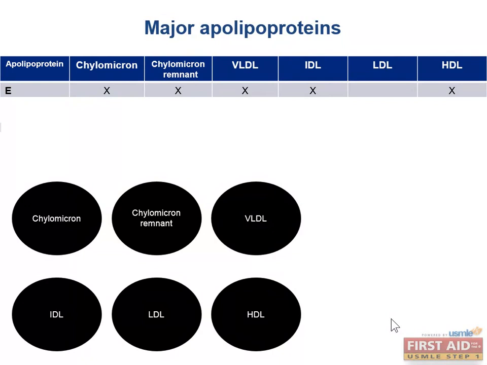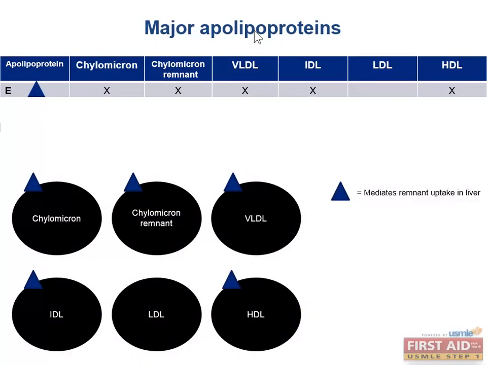So there are going to be 5 major, important, and majorly tested apolipoproteins. We'll start off with apolipoprotein E. Apolipoprotein E mediates remnant reuptake into the liver. This is going to be found in VLDL, IDL, and chylomicrons, as well as HDL. Now, when these lipoproteins are depleted, they can return home to the liver by ApoE. Just remember that ApoE is found in every lipoprotein except for sad little LDL.